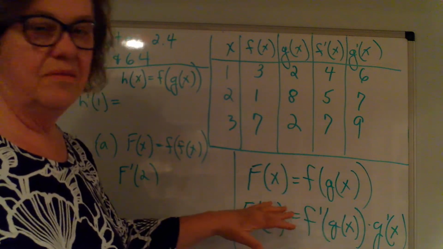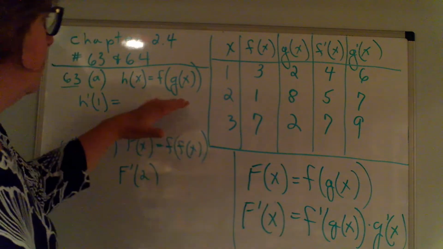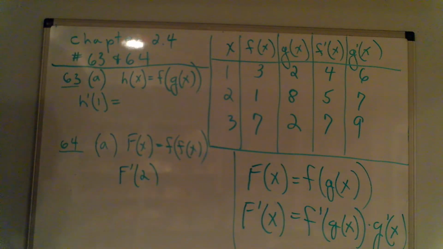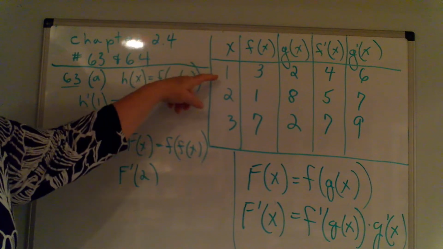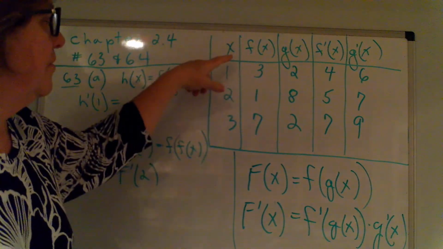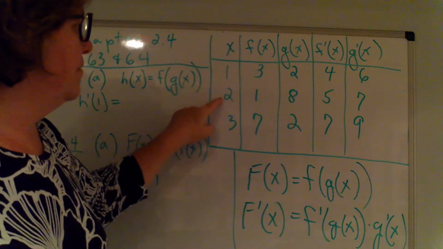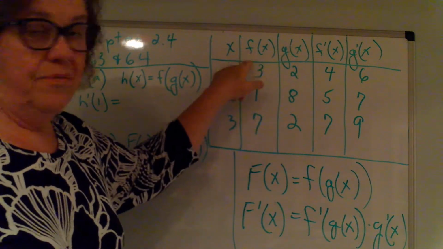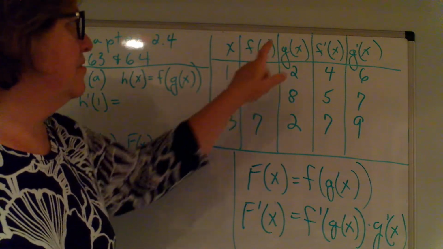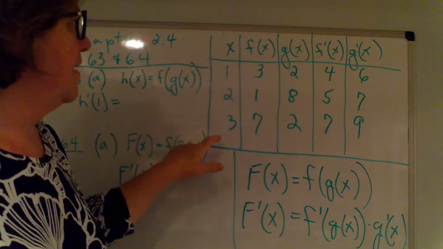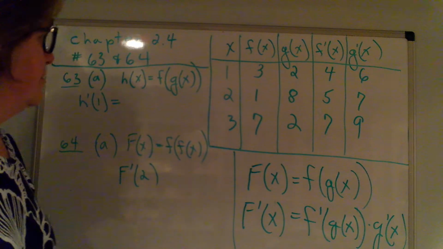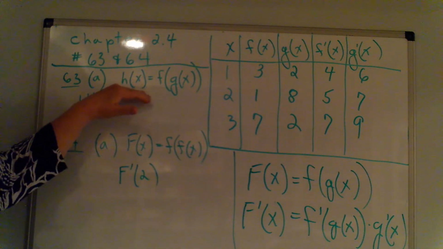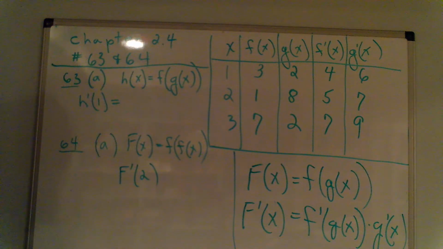When you realize that this is symbolically how you would write it, you can do problems like 63a. In 63 and 64, you're given a table of values. You're given x of 1, 2, and 3. You're given the function value f of x at each of those values of x, then the other function g of x at each of those values. You're given f prime and g prime. They define h of x as f of g of x, and your job is to get h prime at 1.